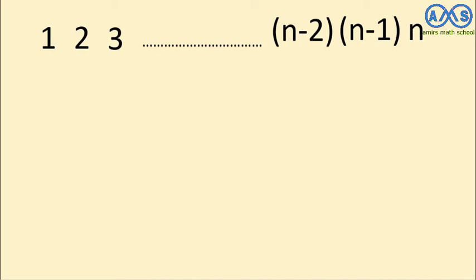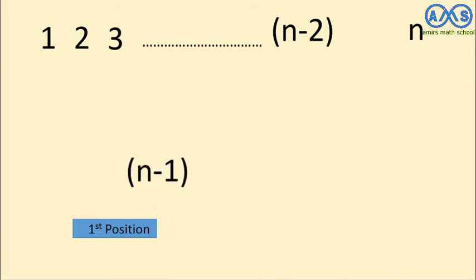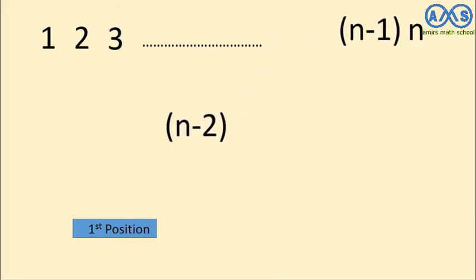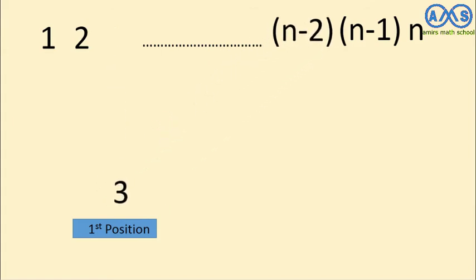To get the arrangement, we have to fill r positions. Let's start with the first position. For this first position, we have n alternatives. How? We can fill this first position with n, or n minus 1, or n minus 2, or 3, 2 and finally 1. So for the first position, we have n options.